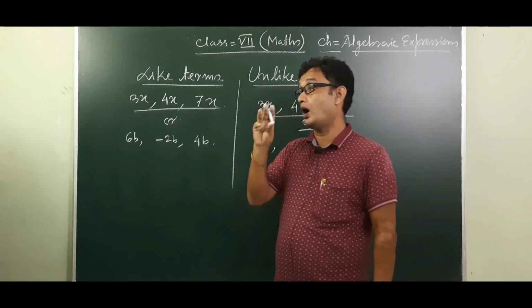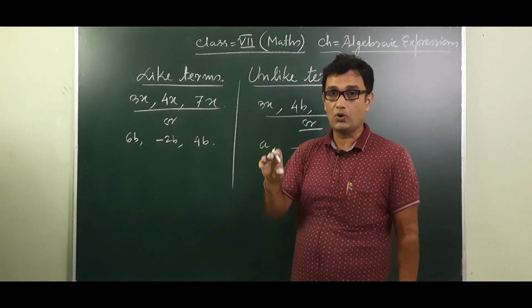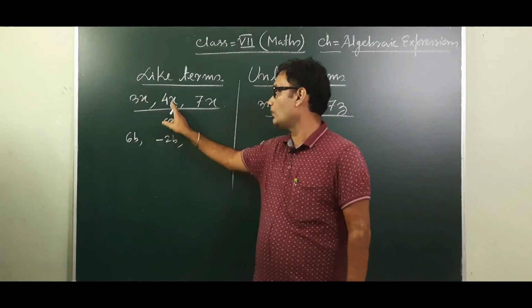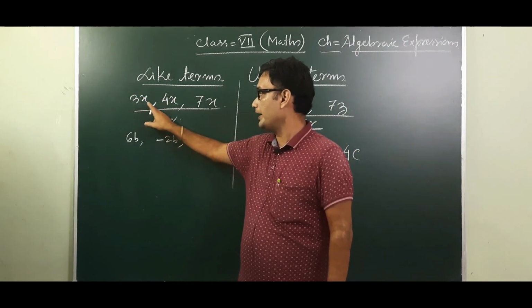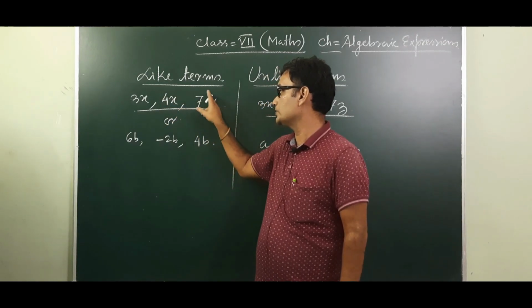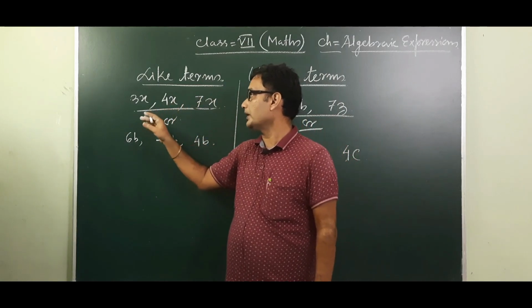Now you have to know how to find out whether the given terms are like terms or unlike terms. Now suppose you see here 3x, 4x, 7x. This is one algebraic expression. This is a monomial, this one also a monomial, this one also a monomial. Now you see, what is the common thing here?